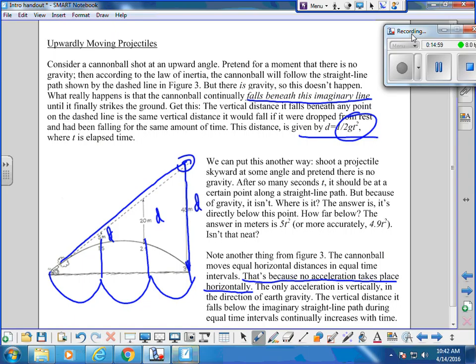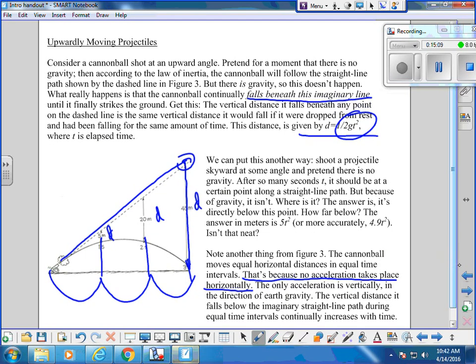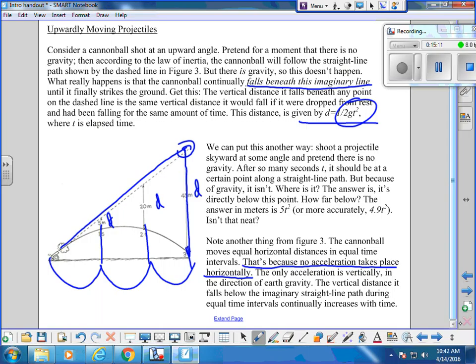vertically, up and down, in the direction of Earth's gravity. The vertical distance it falls below the imaginary straight line path during equal time intervals continually increases with time. Well, g is gravity, right? So the acceleration has been replaced by g. It's a constant 9.8.